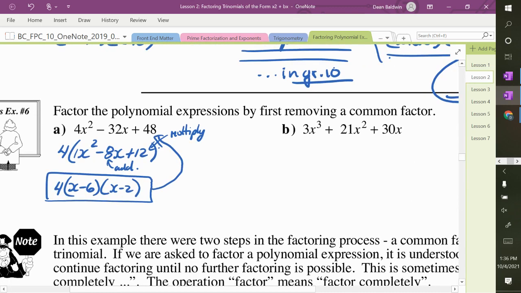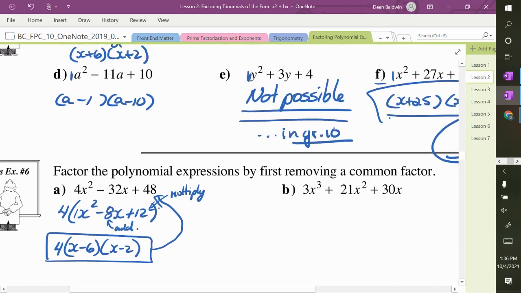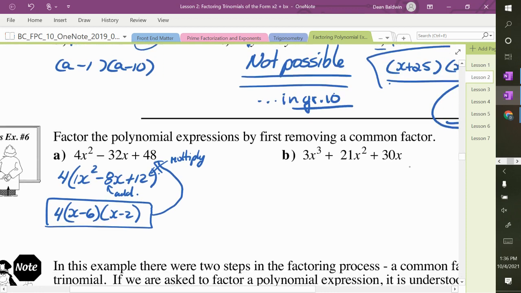How is this one different? It has a 3, and there's no constant term, or there's a cube. Everything else that we've done is like squared, and then degree 1, and then a constant term. So, looking at this, what's your greatest common factor? Look at the numbers first. 3, 21, 30. What's common? x squared, or x cubed, x squared, x. What do you take out? An x.